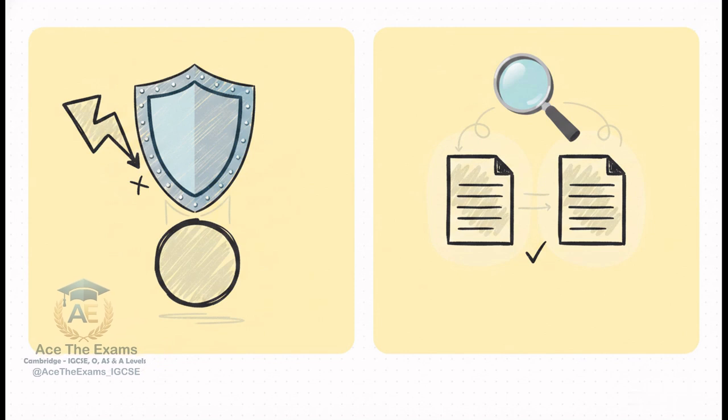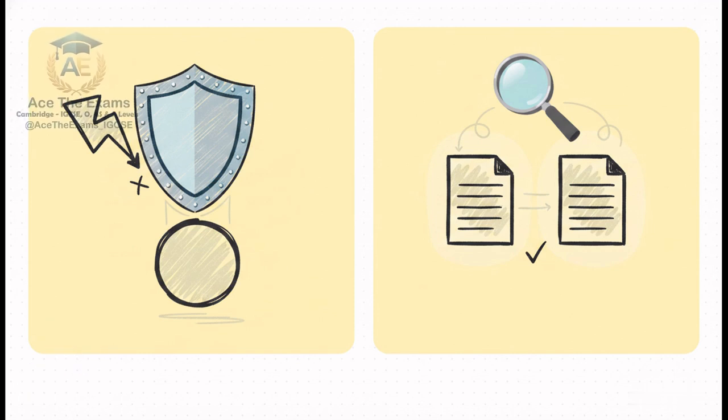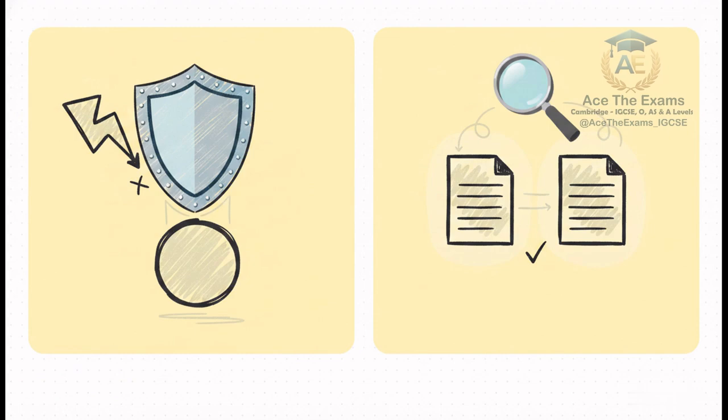Validation checks if data is reasonable or formatted correctly. Verification, on the other hand, checks if it is actually accurate, like making the user type their email address twice just to catch any typos.